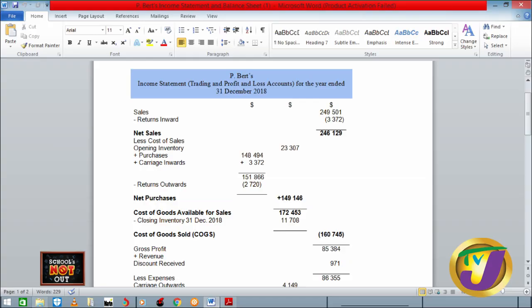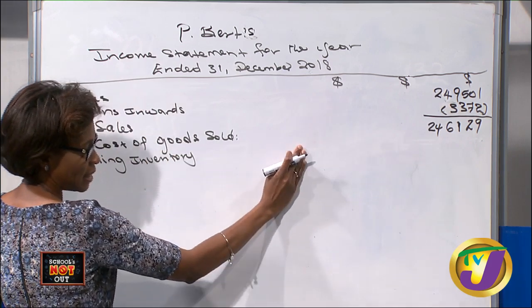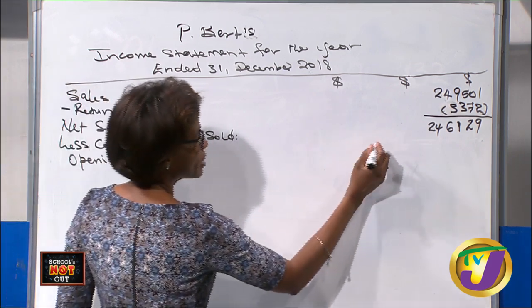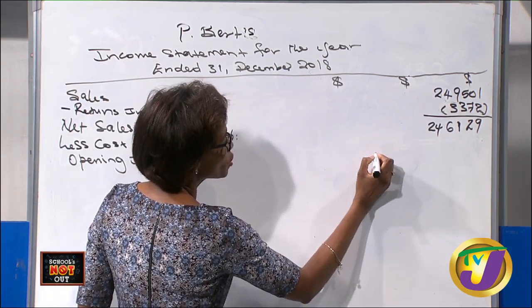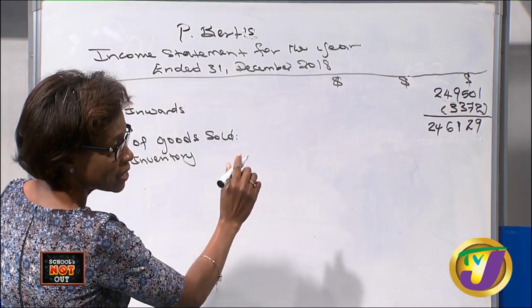And our opening inventory, can you see the amount of what it is? Our opening inventory is 23,307. Oh, thank you. So we're going to put this in the middle column, because we're going to be using the first column to make adjustments to figures.